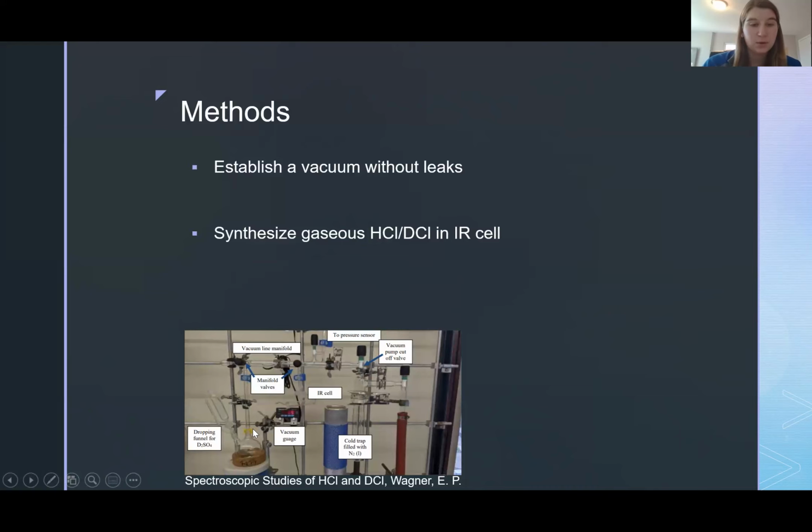Potassium chloride was added to this reaction flask, and sulfuric acid and deuterated sulfuric acid were added to this dropping funnel. The acid was slowly released into the reaction flask, creating gaseous HCl and DCl that went into the line and collected in the IR cell. Once a sufficient pressure was found, the IR cell was removed and a spectra was recorded.